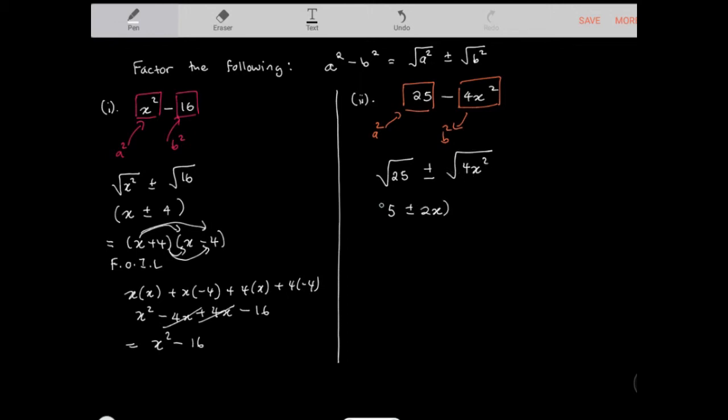Okay? And in this case, you're going to get two factors. One of them is 5 plus 2x, and the other is 5 minus 2x. These two factors are actually conjugates of each other. And recall that a conjugate is when you have the same two terms but an opposite sign in the middle. And that's how you factor a difference of squares.